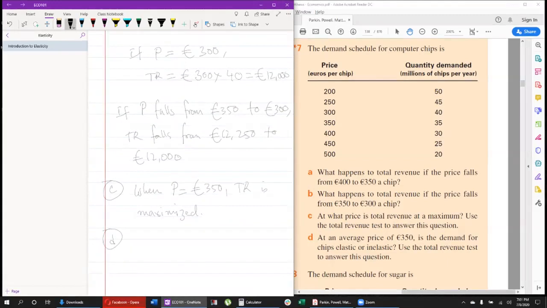Part D. At an average price of 350, is the demand for chips elastic or inelastic? Use the total revenue test to answer this question.